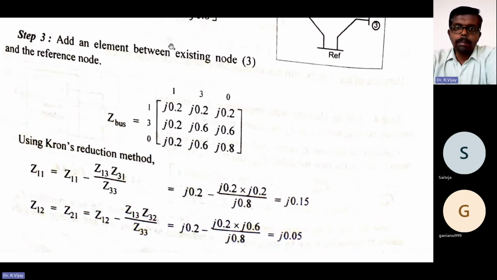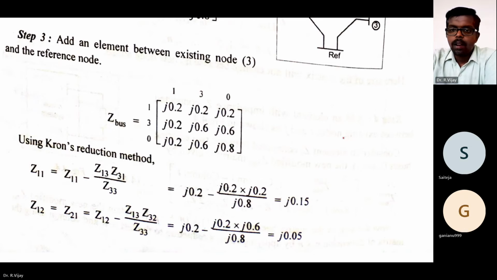So how is that shortcut method? How to reduce this Zbus? Here, for example, first you need to take this 2 cross 2 matrix alone. Say for example, 0.2, J into 0.2. Here also J into 0.2, 0.2. So here also J into 0.6. Okay, so this you take as it is.